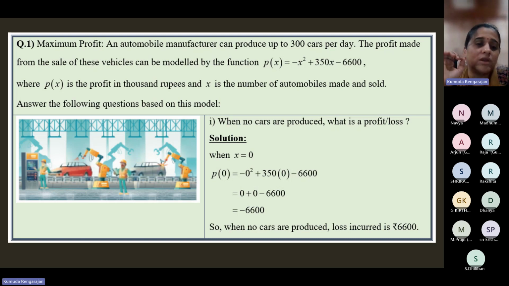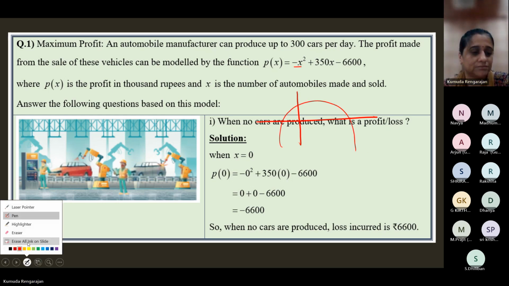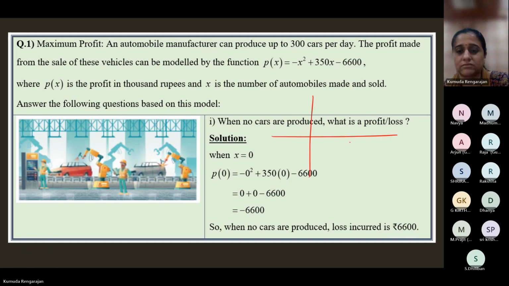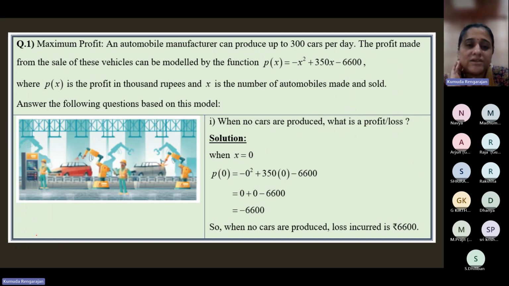Now answer the following questions based on this model. When no cars are produced. When you make the graph of this quadratic polynomial, A is negative, A is minus 1, so it will open downwards. It will be like this. One minute, let me do it one by one. Yes, it will open downwards because A is negative.